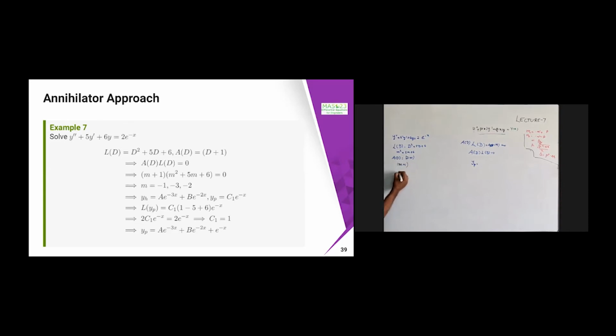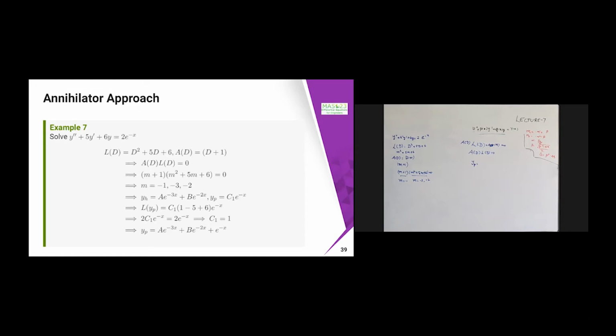Therefore, my equation becomes m plus 1 times m square plus 5m plus 6 equal to 0. This part corresponds to L of D, and this corresponds to A of D. From m square plus 5m plus 6, you can write minus 3, minus 2 as the roots. You can check that. And m equal to minus 1 corresponds to the other factor.